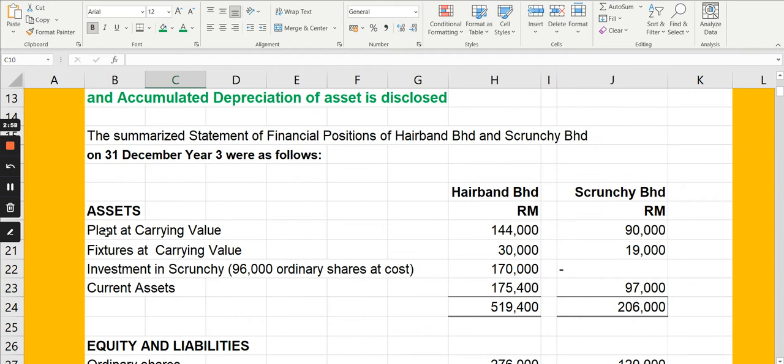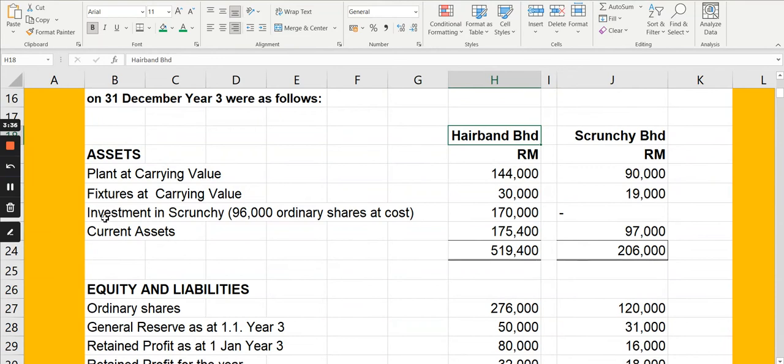If you can see the statement of financial position given here, the summary of the statement for the subsidiary and parent company. The subsidiary here is Scrunchy. This is an individual financial statement, their own financial statement without consolidation yet, and Hairband is the parent. And here you have your assets. The plant is at carrying value, and fixtures are also at carrying value. There is no information on the cost of the asset and also the accumulated depreciation.